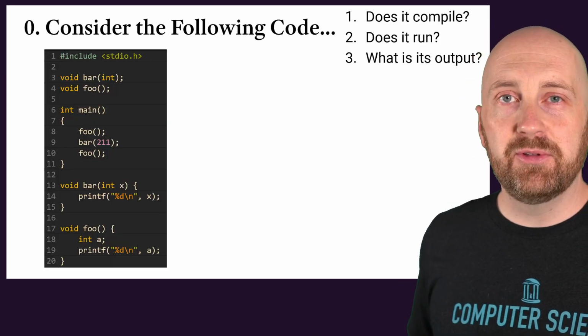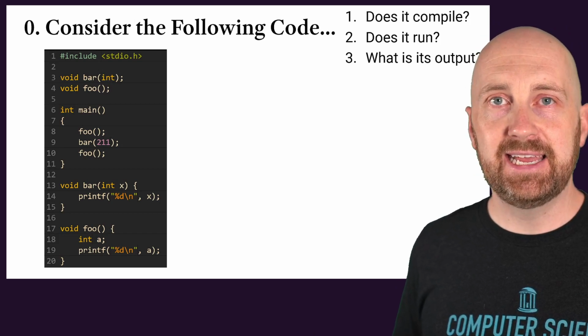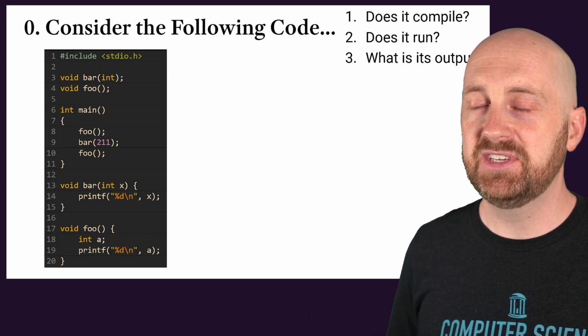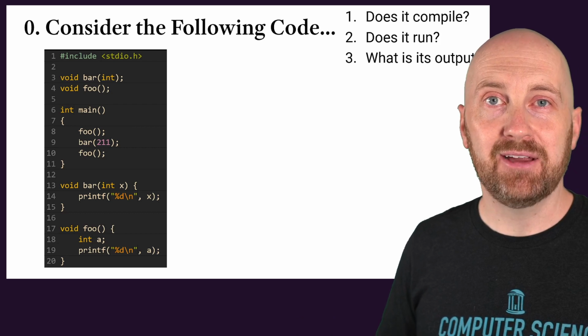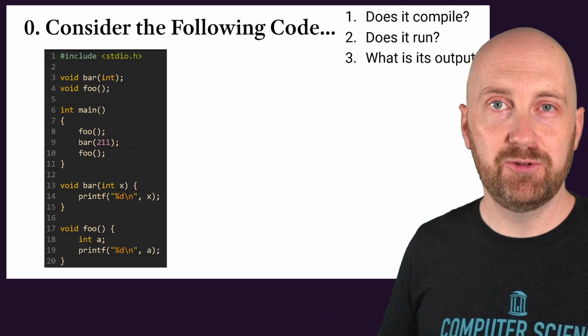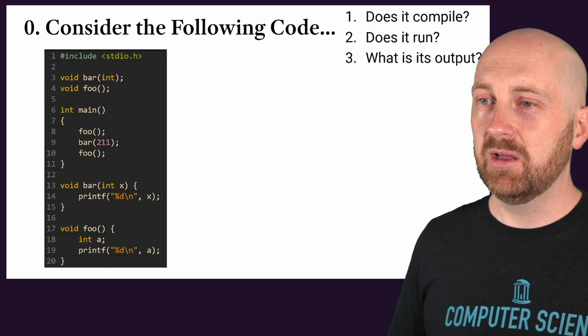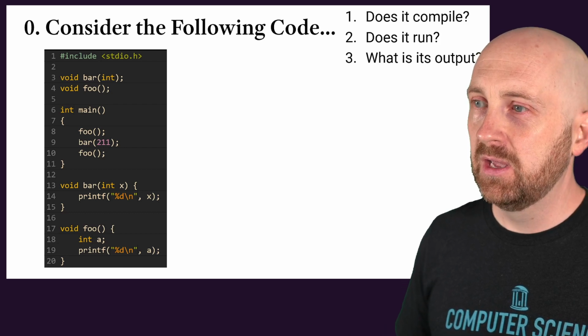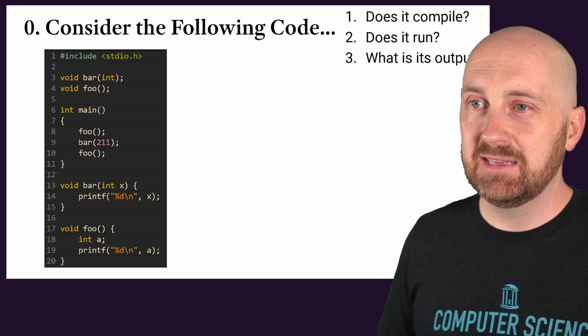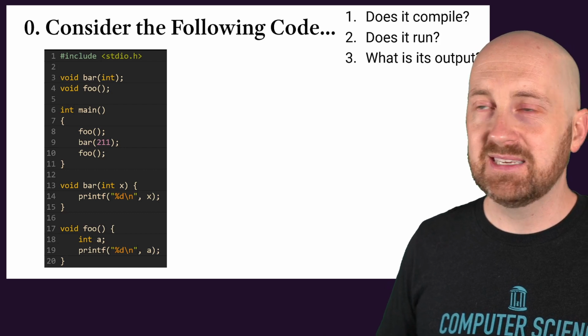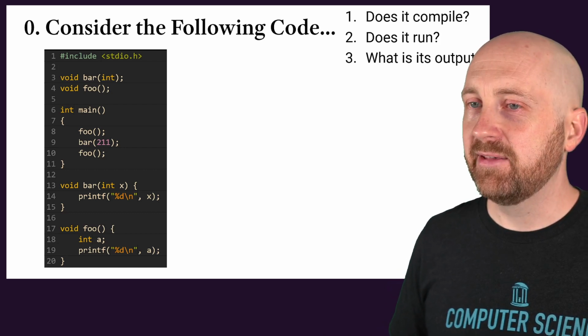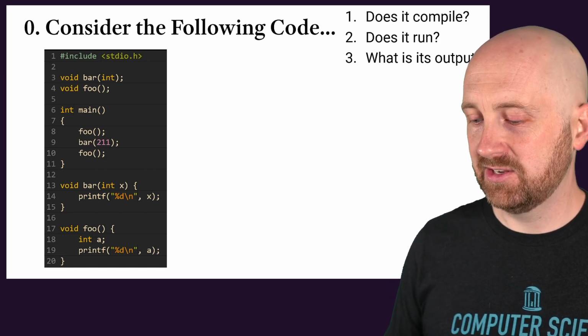So just to give a couple of quick examples of this in the context of C, and with automatic memory. These are going to be local values that are in stack frames. Let's look at an example here. The first question is, does this code compile? The second question is, does it run? And the third is, what is its output if it does run?